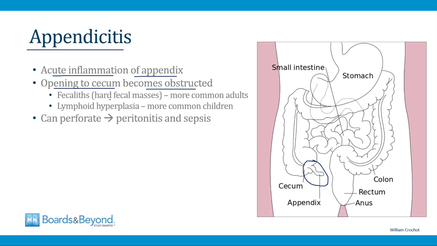The cause of the obstruction to the opening of the appendix into the cecum can be due to a couple of things. It can happen due to a fecalith, which is a hard fecal mass. This is a more common reason for appendicitis in adults. It can also happen due to lymphoid hyperplasia, which is more common in children. When children have a GI illness, the lymph tissue in their small intestine can undergo hyperplasia, and it can grow to the point where it obstructs the opening of the appendix into the cecum. And when the appendix becomes inflamed and filled with bacteria and pus, it can burst and perforate, and this can potentially lead to peritonitis and sepsis.